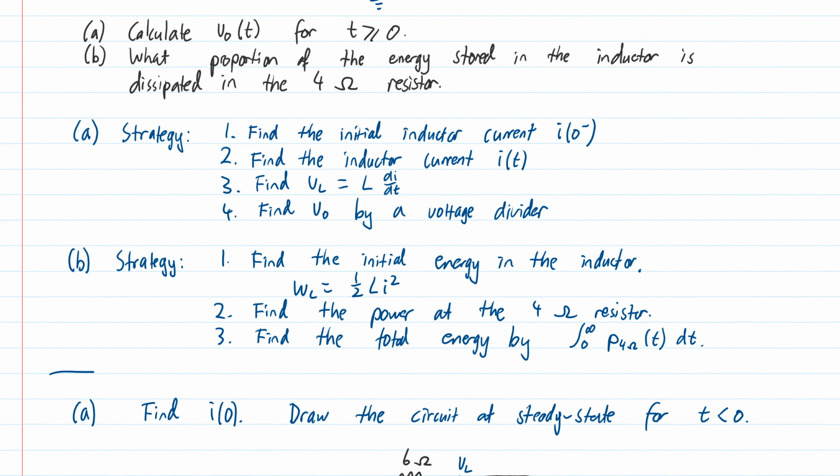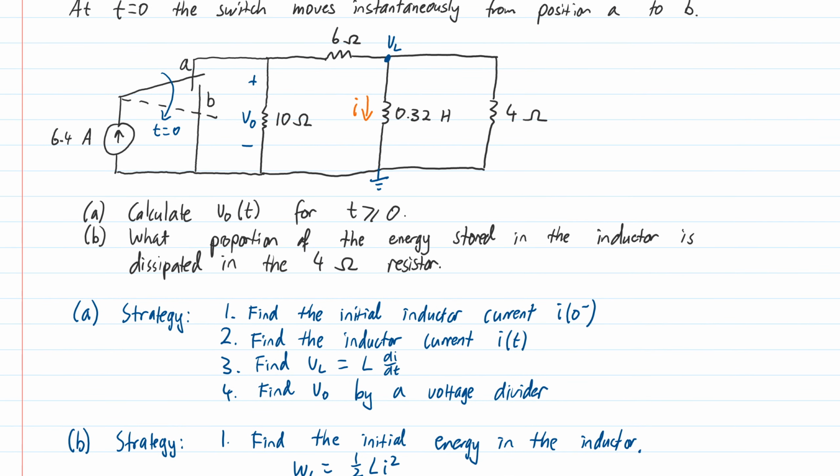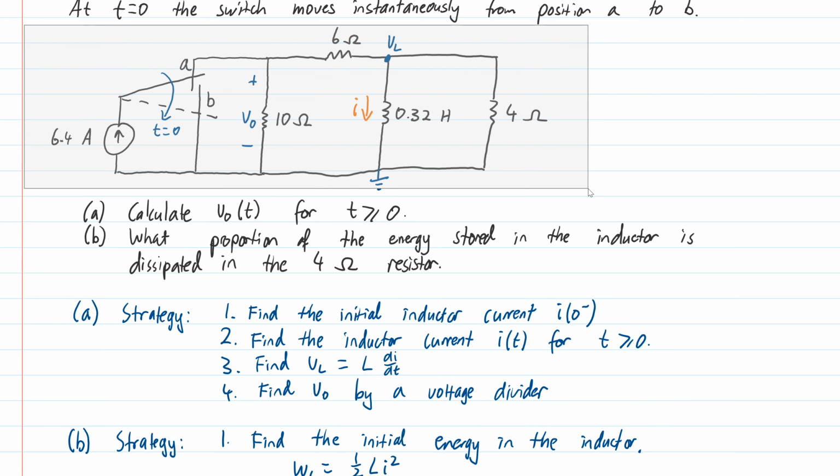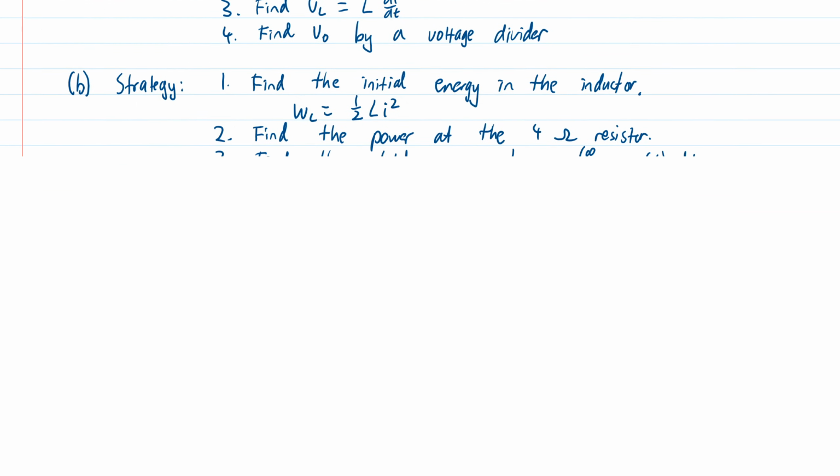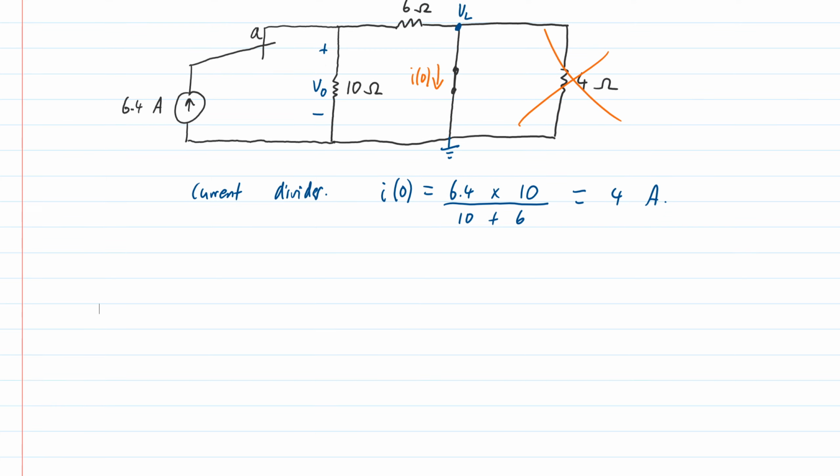Okay, let's go back and think about what we're doing. We've just found the initial current that flows in the inductor. The next thing is to find the transient after the current switches. I should clarify that step 2 of my strategy, for t greater than 0, is the transient that I'm trying to solve for. So let's have a look at our circuit after the switch moves.